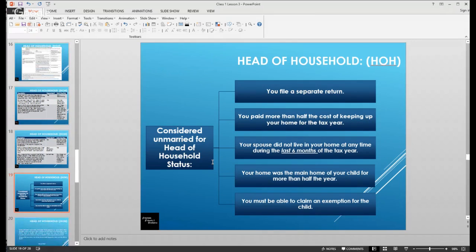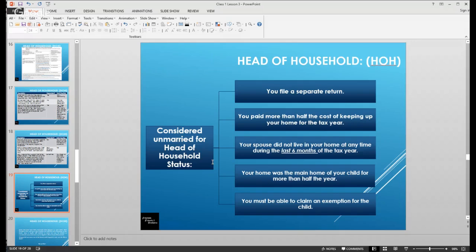And we talked about this thing called considered unmarried. You're considered unmarried if you are still legally married, but your divorce is not final. You can be considered unmarried and choose the head of household filing status only if all of the following are true. Number 1, you file a separate return. 2, you paid more than half the cost of keeping up the home for the tax year. Key, the spouse did not live in your home at any time during the last 6 months, so the separation has been in effect since before July and has not been interrupted.